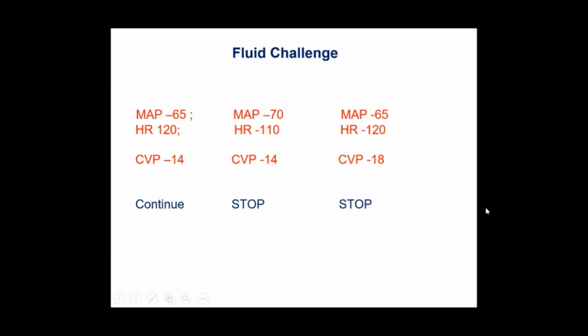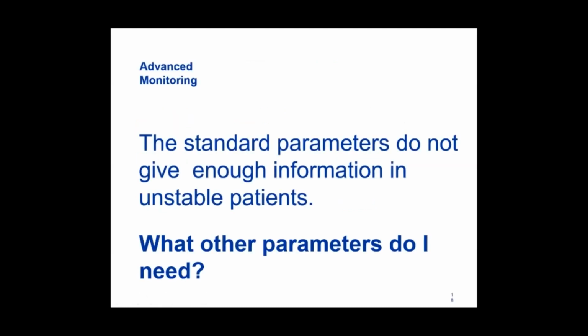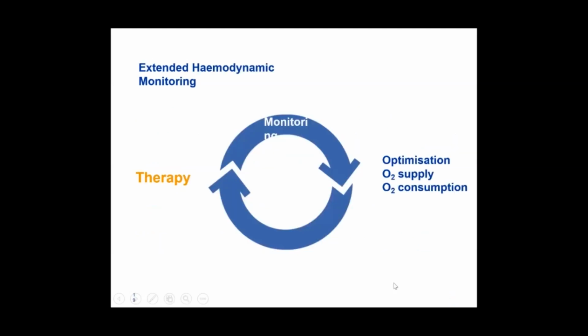And then we come to the conclusion that standard parameters do not give enough information in unstable patients. What other parameters do I need? Always, extended hemodynamic monitoring is to aid the therapy in order to optimize the oxygen supply and oxygen consumption. This we have to always keep in mind, so that we keep on deciding our target endpoints and limitations accordingly.